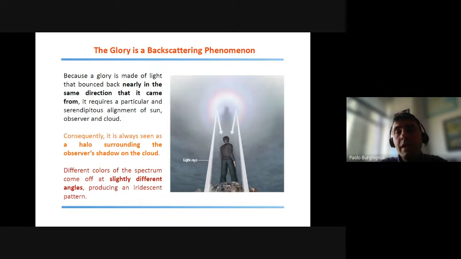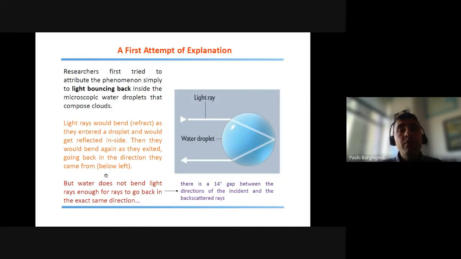And that's also why you can always observe it around the shadow. That's because it's basically a backscattering phenomenon. So the different colors of the spectrum, again due to the dispersion in the water droplets in the atmosphere, are scattered at slightly different angles. And for the same reason I explained before in connection with the rainbow, what you observe is not a single bright white halo, but rather a set of concentric rings having different colors. So an iridescent pattern.